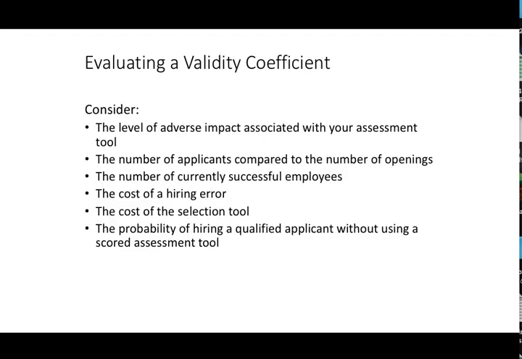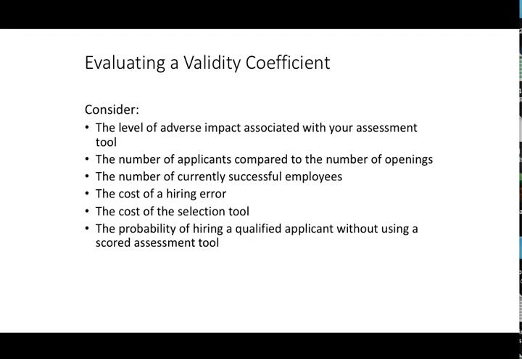So when we're trying to figure out whether or not a validity coefficient is useful to us, we have to consider a whole host of factors, whether that assessment tool and its requisite validity are meaningful to us. And there's a lot of criteria that we need to consider, and we have to balance these criteria, and there's like 6 major issues that we need to consider. Number 1 is the level of adverse impact that's associated with the tool.